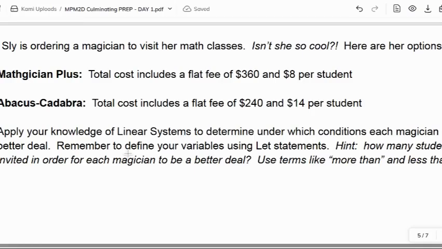It says, remember to define your variables. How do we do that? Let statements. Okay, so here I'm told Miss Sly is inviting a magician to her math class. Isn't she great? So cool. So mathgician, that was good, eh? Came up with that on my own. Costs a flat fee of $360 plus $8 per student.